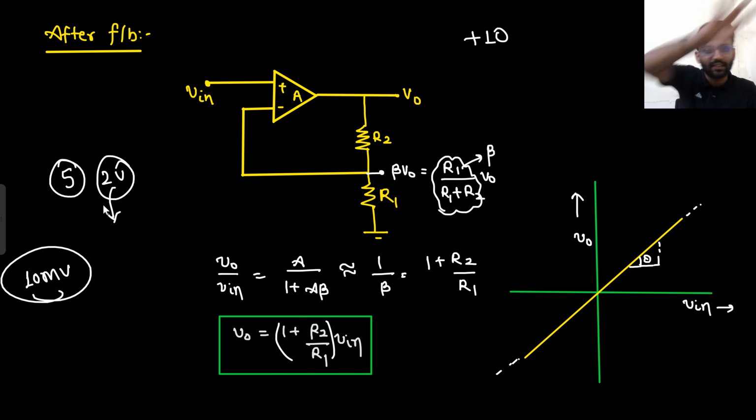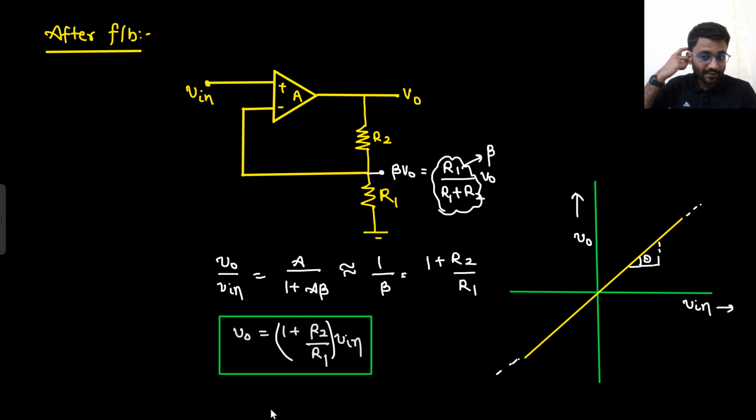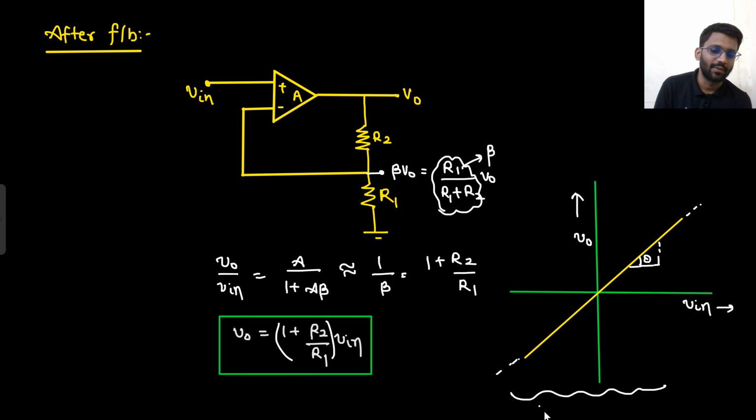So now there is a larger range of V in for which the circuit will be linear. Once it goes into saturation, it is certain that your circuit will saturate, but the V in range has increased. So linearity is increased. You can write increased linearity.